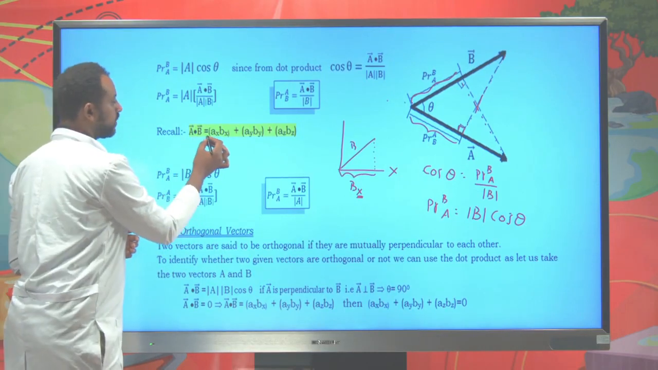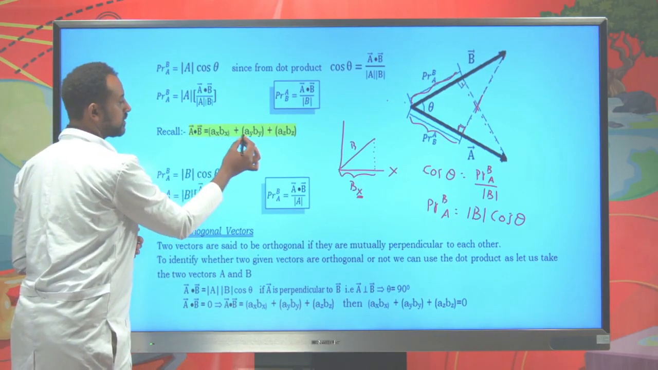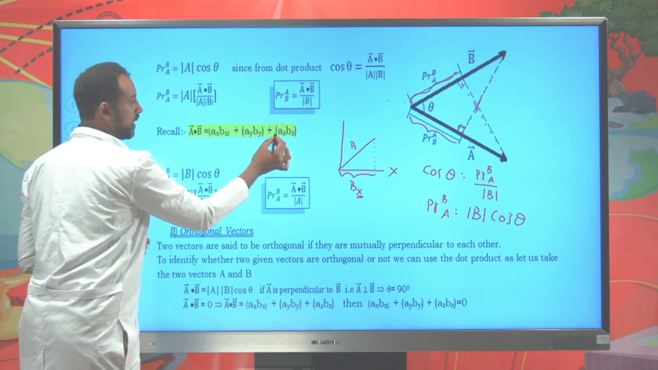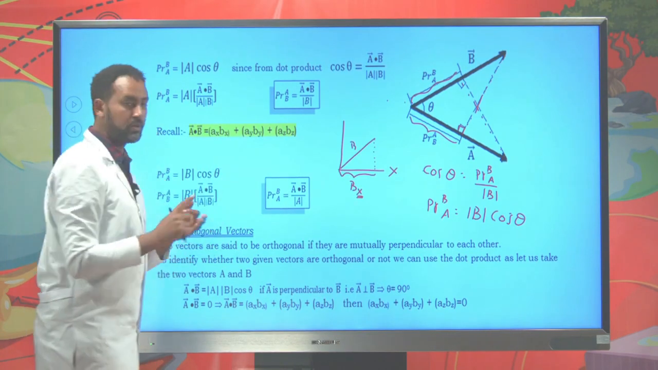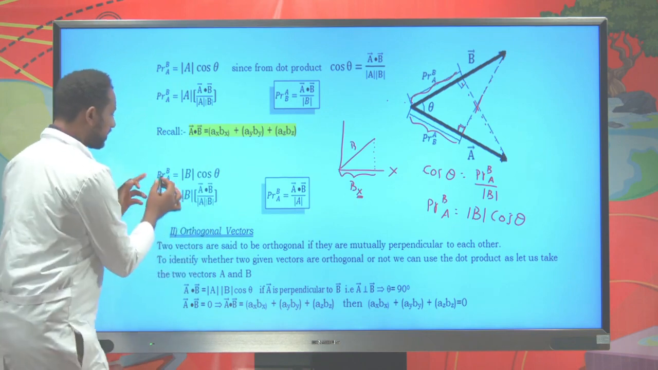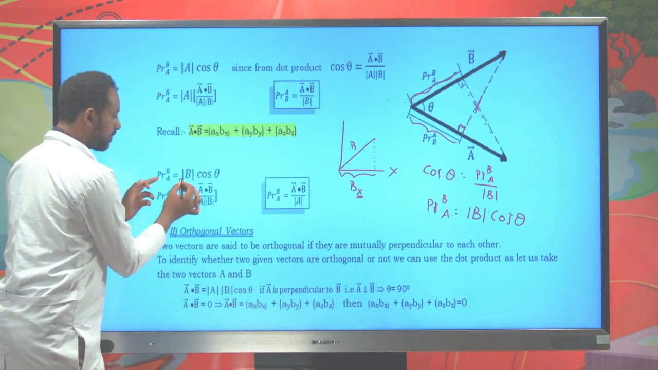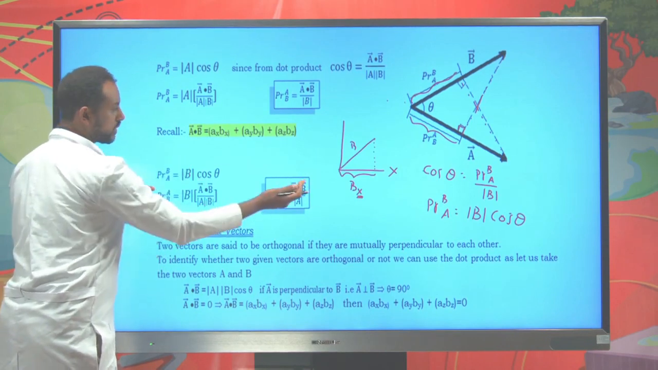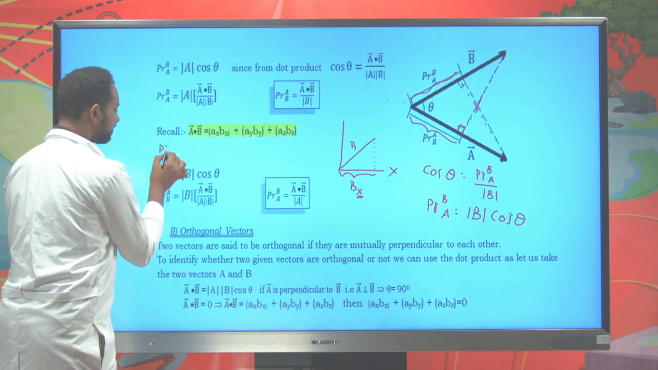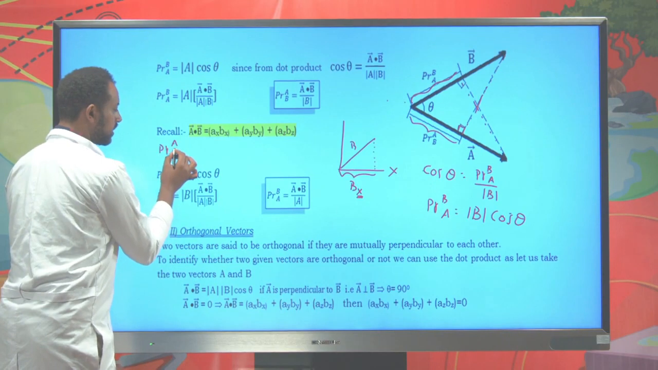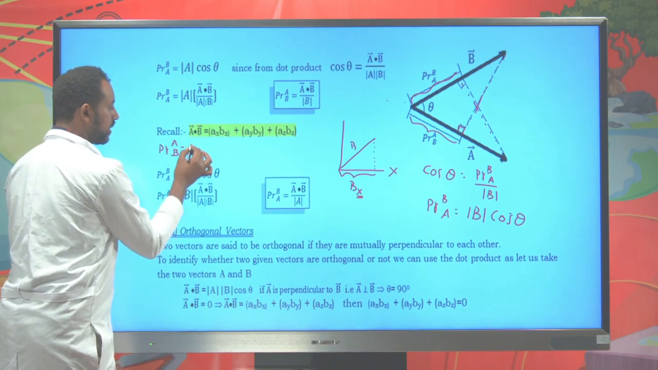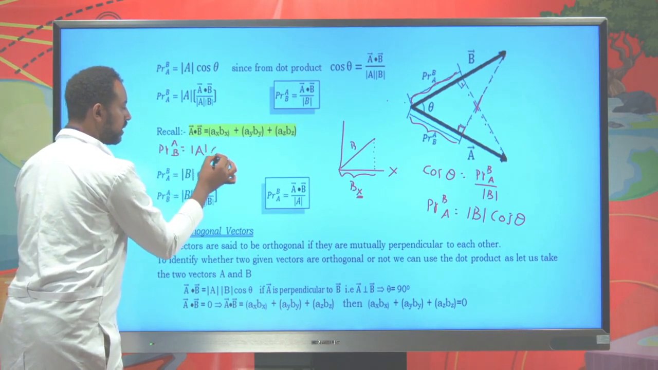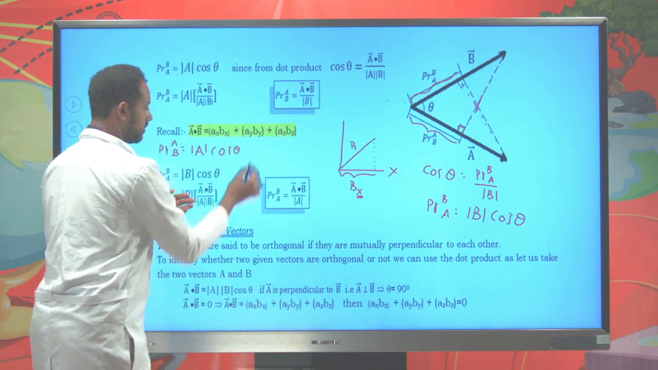Previously, we know that a dot b can be given as ax bx plus ay by plus az bz. This is how we determine the dot product. And we have said that the projection of vector b onto a can be given as magnitude of b cosine of theta. If you are asked the projection of a onto b, it is given to be the magnitude of a cosine of theta. Okay?